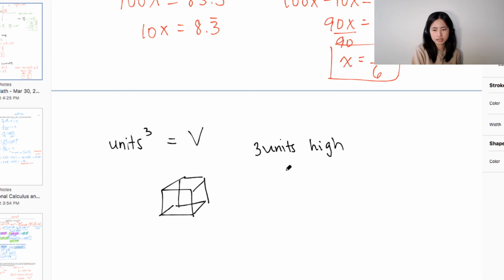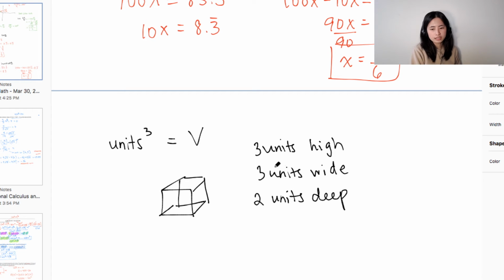So that's the height. This is the width. 2 units deep is basically the length. As you can see, the 3 units high is basically this, so this is 3. 3 units wide would be this. And then 2 units deep would be this too.